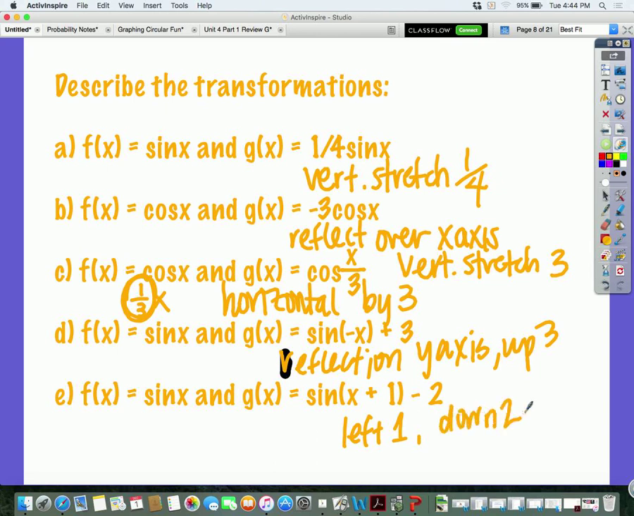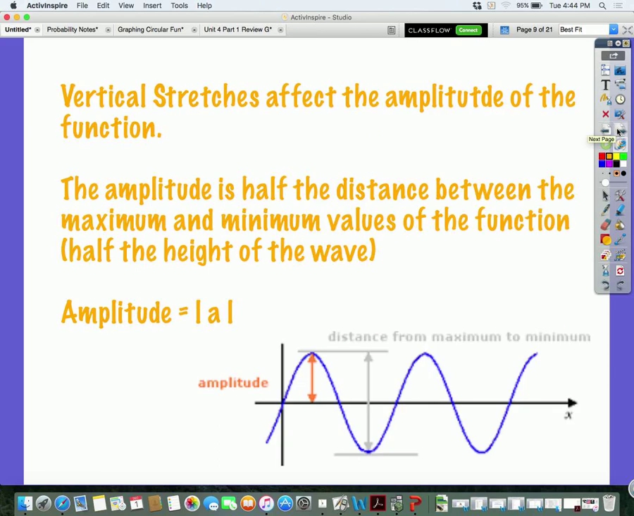So the same rules of transformation still apply. Don't forget, this is going to be very helpful when you have to graph these, which is what we're about to do now. Vertical stretches affect the amplitude of the function. And the amplitude is half the distance between the maximum and the minimum values of the function. Another way you can think about it is it's half of the height of the wave.